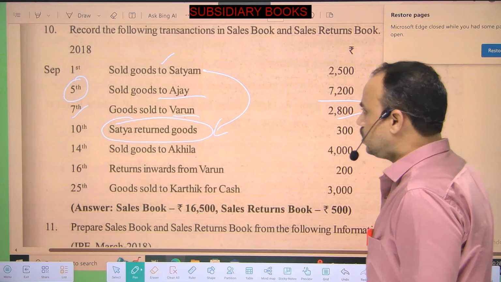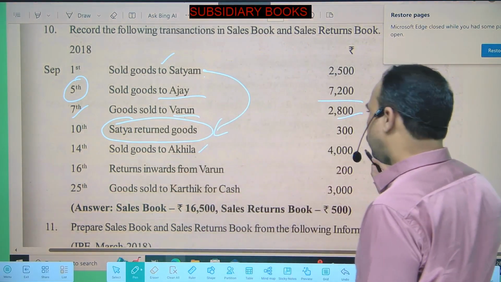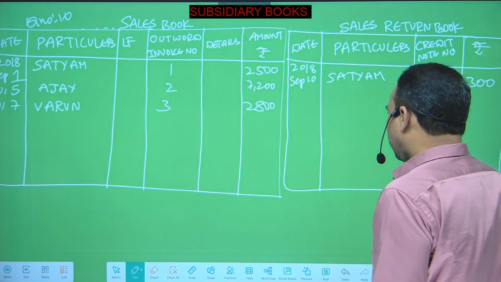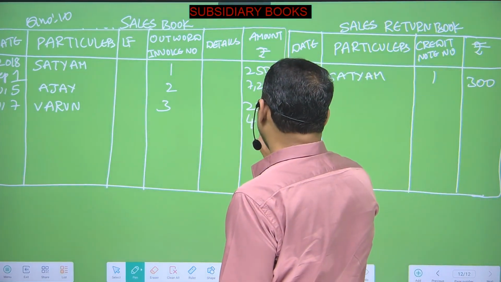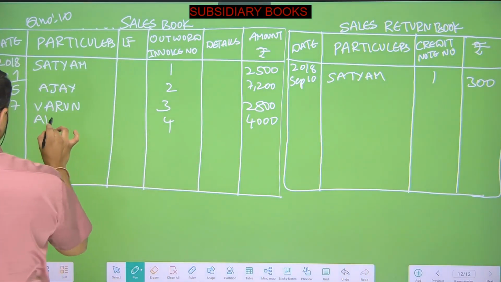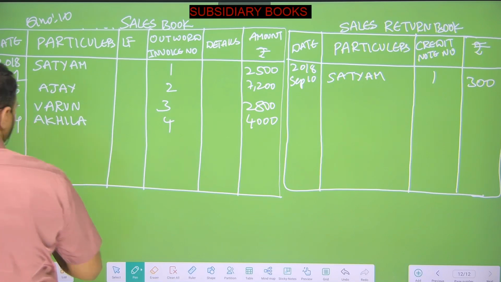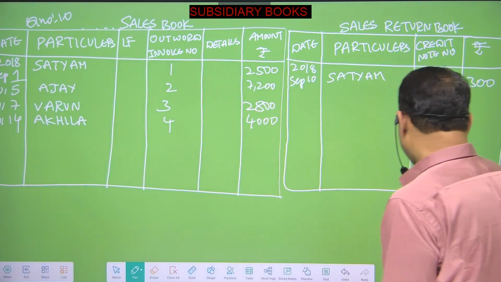Okay, see the next transaction. Sold goods to Akila. So this is also credit sale, 4000 rupees. Date 14, Akila 4000. Number 4, Akila, date 14.